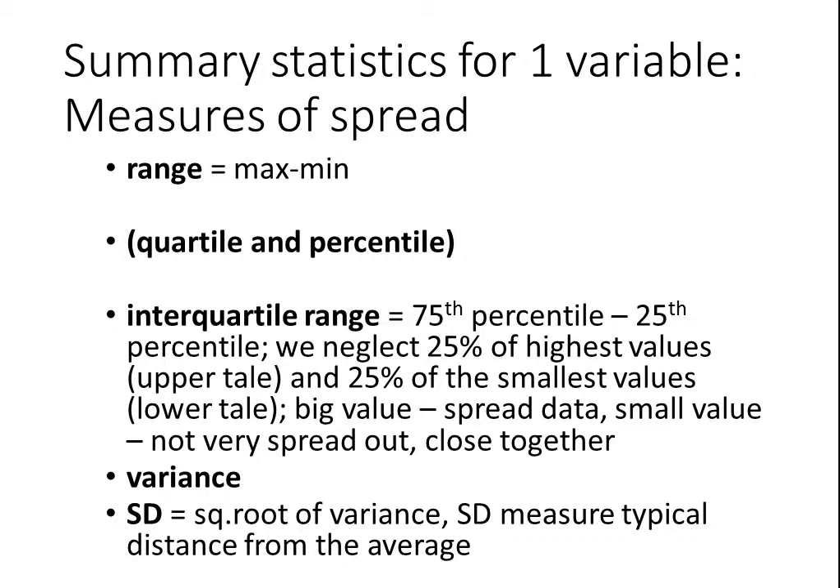Basically, we take away the 25% of the observations with the lowest values, and then we derive a sort of new minimum at the 25th percentile. We also get rid of the 25% of the highest valued observations. Then this new maximum will be at the 75th percentile. And the interquartile range is the difference between these two new borders: 75th percentile minus 25th percentile.